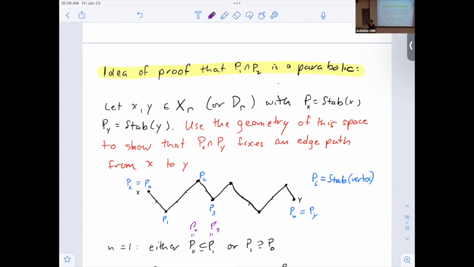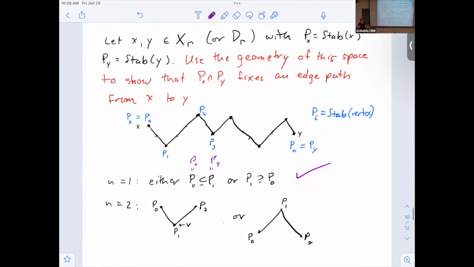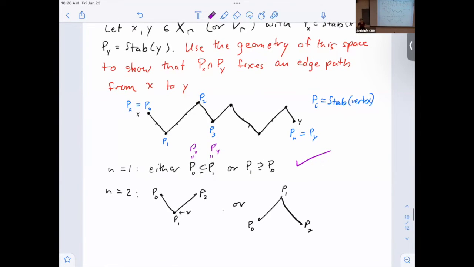Either it's all down or all up. One is contained in the other, then obviously the intersections are parabolic, nothing to prove. Okay, check. We're good. All right. Let's take the n equals 2 case because you already see some interesting things happen. Let's just look at the case of 2. So I'm going down up or up down, one or the other.